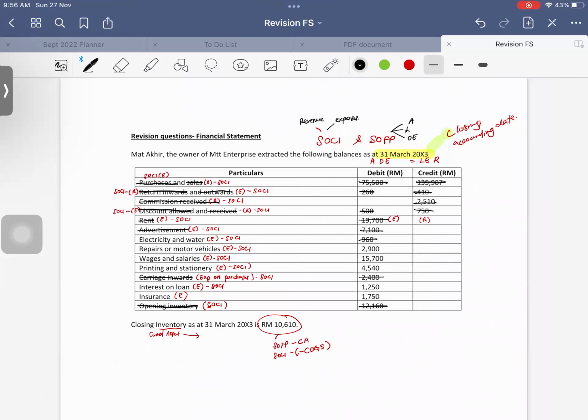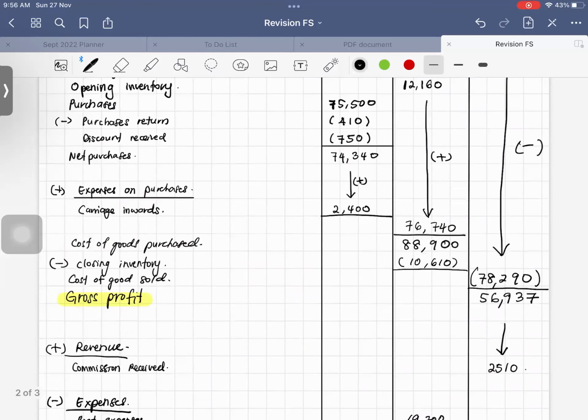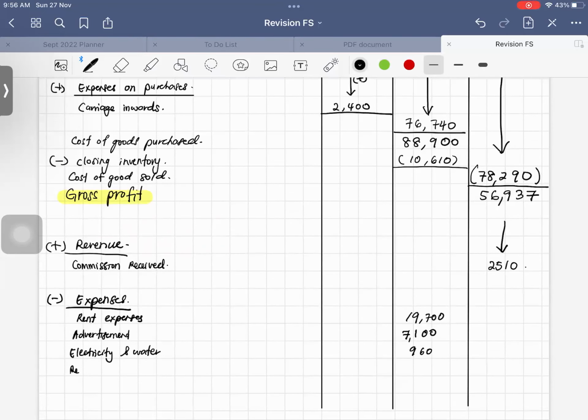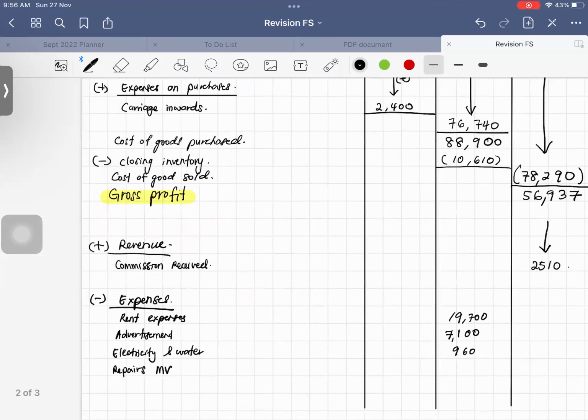Yes. Okay, and then we have repairs of motor vehicle 2900. Tak cukup lah bawah ni. Repairs MV 2900. Yes.